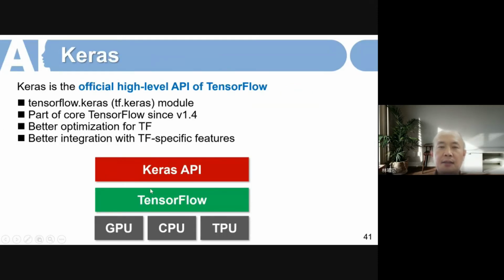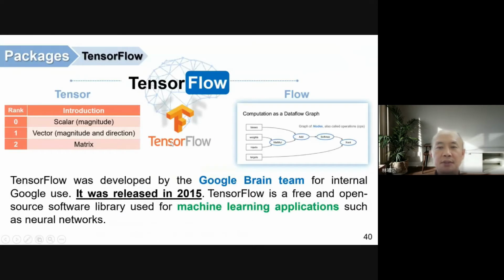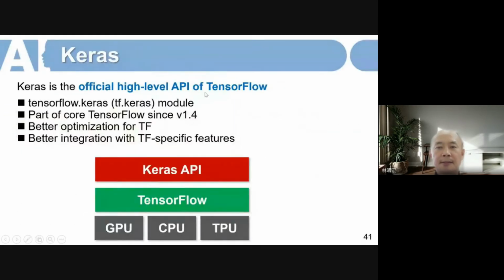But we will not directly use TensorFlow. We will use a high-level API of TensorFlow called Keras. It is easy to use, so it is easier to build and train a model in hours, even in minutes. Keras runs on TensorFlow, and TensorFlow runs on some computing resource, such as the CPU, GPU, even the TPU.